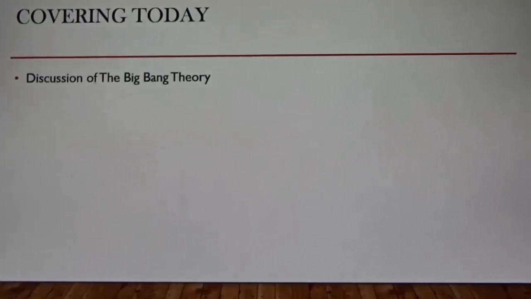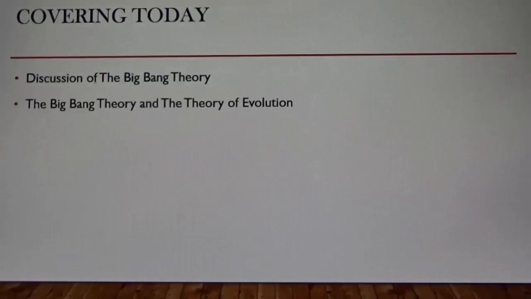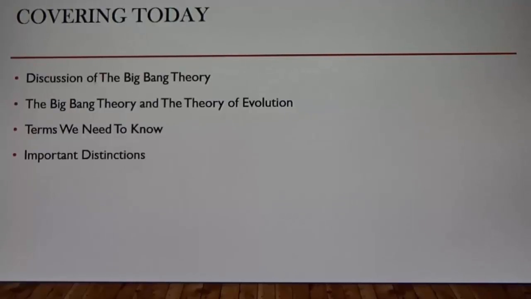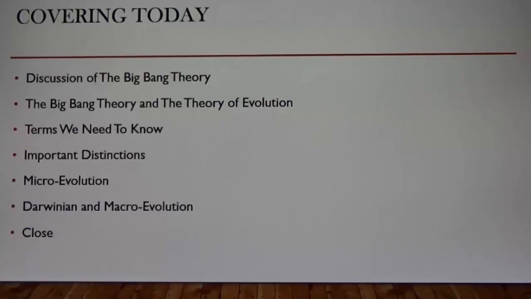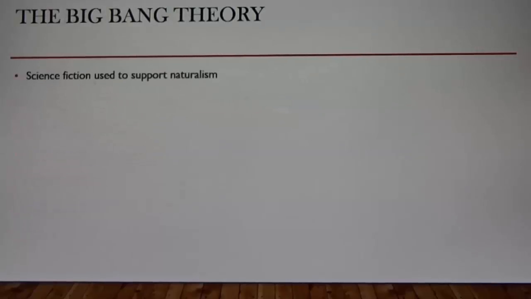Today we're covering a discussion of the Big Bang Theory, the study that we just finished. We're going to talk about the Big Bang Theory and the theory of evolution. We're going to talk about some terms that we need to be aware of and know moving forward. We're going to talk about some important distinctions between different types of evolution and some different terms. We're going to talk about microevolution, and Darwinian and macroevolution. Then we are going to close with a brief recap of what we've covered today.